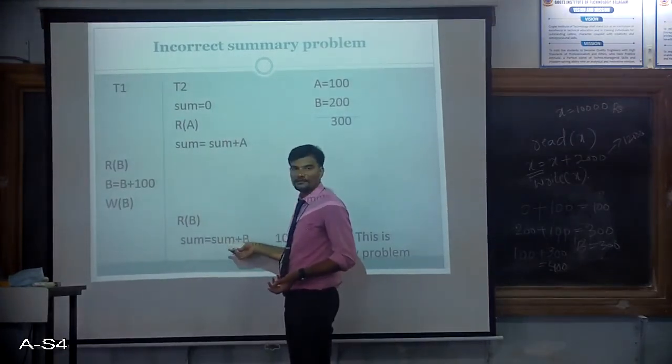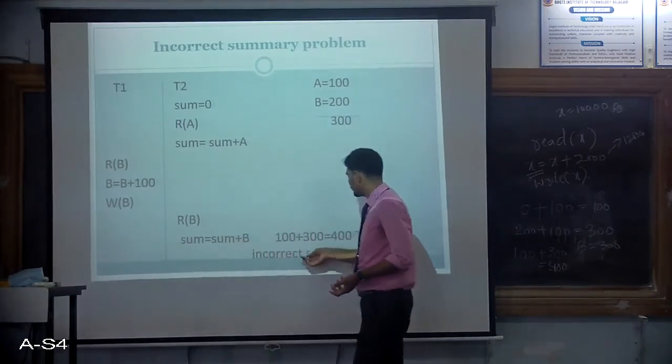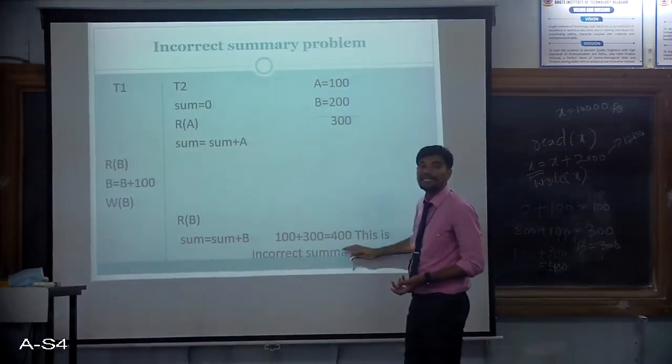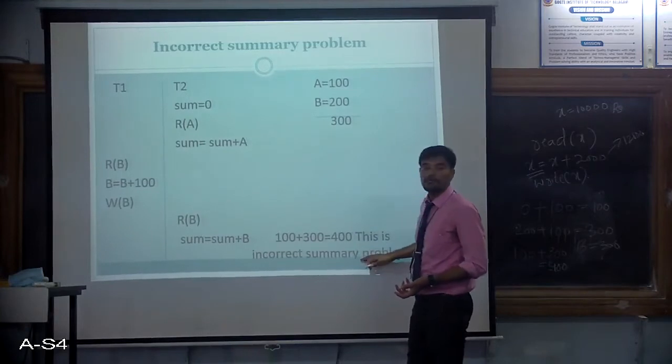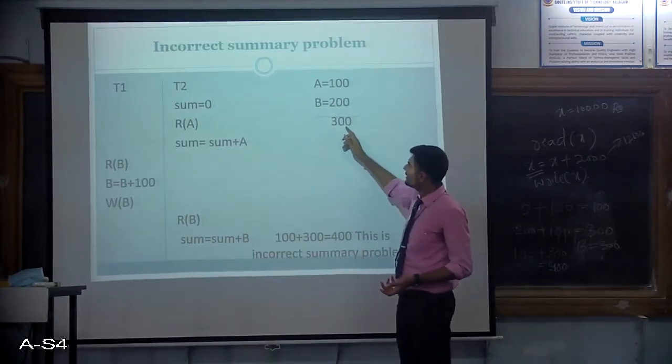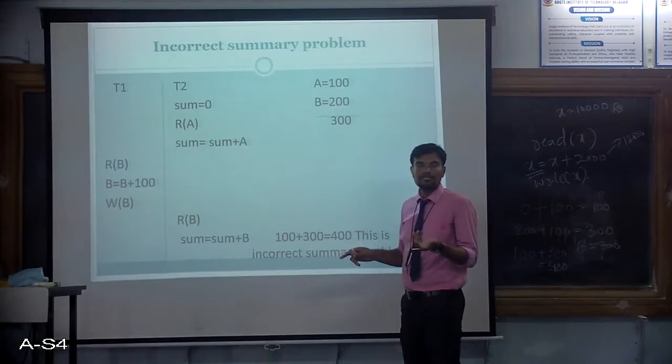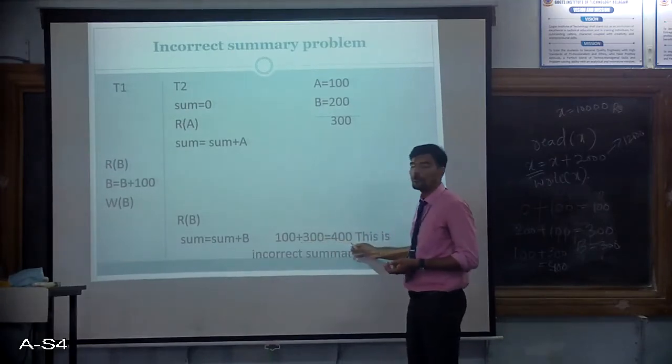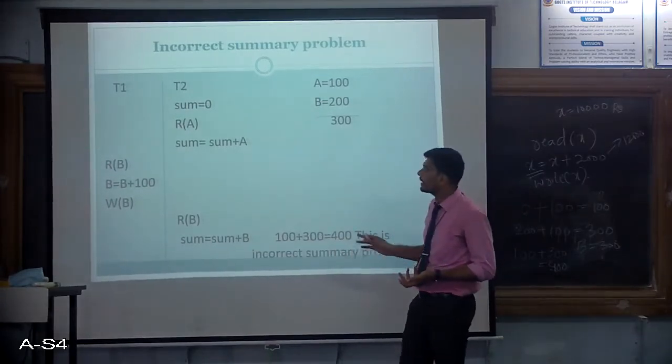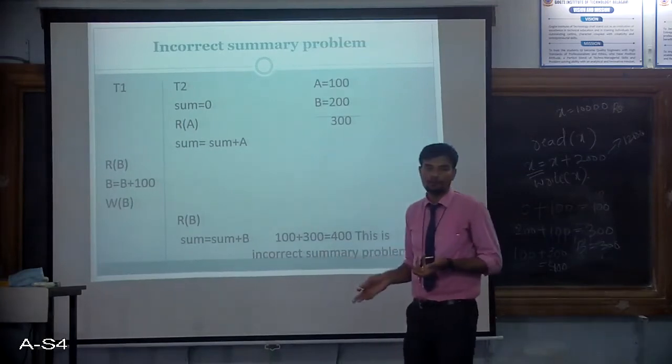Sum is 100, then B value is 300. So here I am getting 400. So this is an incorrect summary problem, because I have to get 300 as the summation, but here I am getting 400 value. So this kind of problem is called incorrect summary problem.